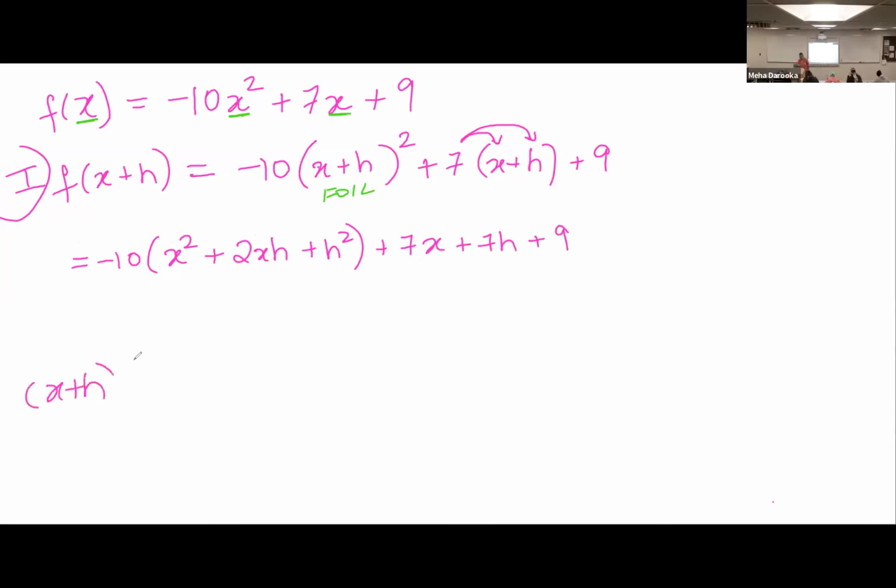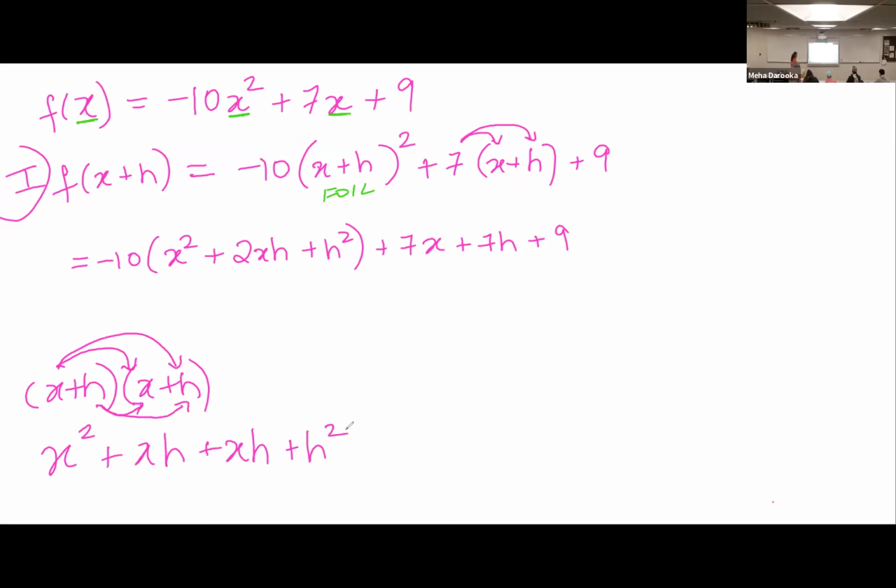Let's talk about that FOIL. So you're multiplying x plus h with x plus h. So of course, you're going to end up doing x times x. You're going to do x times h. Middle term, same thing, you're multiplying h and x, so I'm just going to keep it in the same order, x times h. And then our last one is h times h, which will give you h squared.